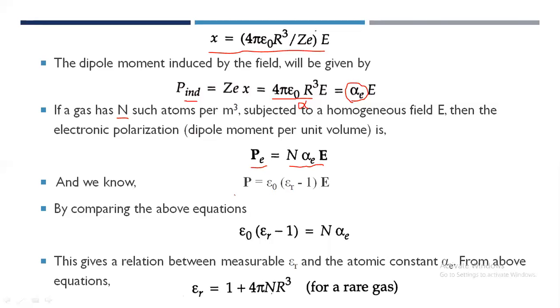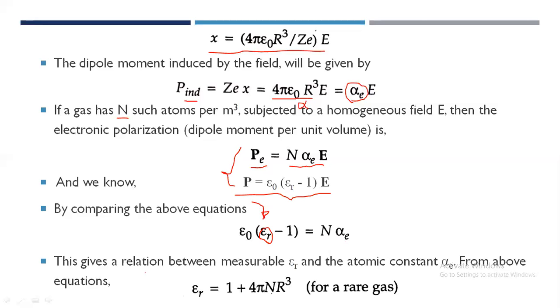And also we know that the value of dipole moment can also be represented as P is equal to epsilon 0 into epsilon r minus 1 into capital E. By comparing these two equations, we get that epsilon 0 into epsilon r minus 1 is equal to N into alpha E. So from this equation we can calculate the value of epsilon r. This relation gives the measurable epsilon r and atomic constant alpha E.